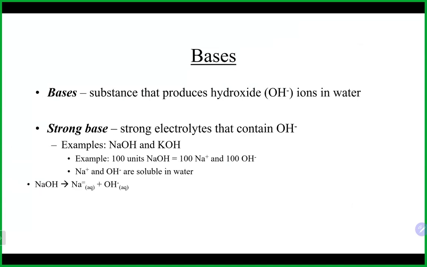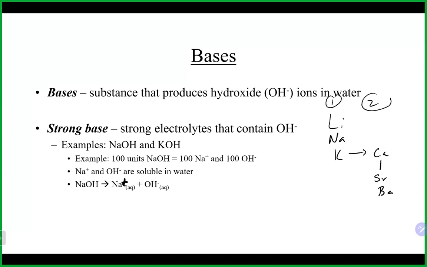Bases, on the other hand, as I mentioned, are things that can produce hydroxide in solution. Strong bases are strong electrolytes. So pretty much on the periodic table, if you go lithium, sodium, potassium, right there to calcium, strontium, or barium, group 1 and group 2 on the periodic table, if you hook any of these guys up with hydroxide, like sodium hydroxide, potassium hydroxide, calcium hydroxide, these are going to be strong bases. So that's where a lot of our strong bases come from.